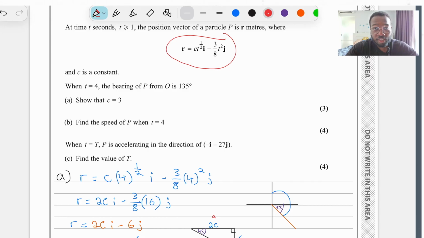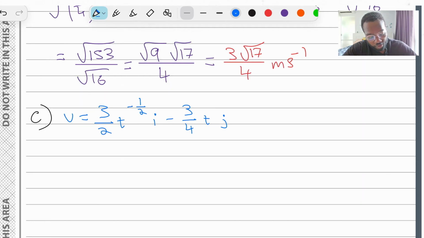So the first thing we need to do is differentiate our velocity. We know that a is equal to dv over dt. And if we differentiate this, what would we get? Well, we get minus 3 over 4 t, and then that will be minus 3 over 2 i.